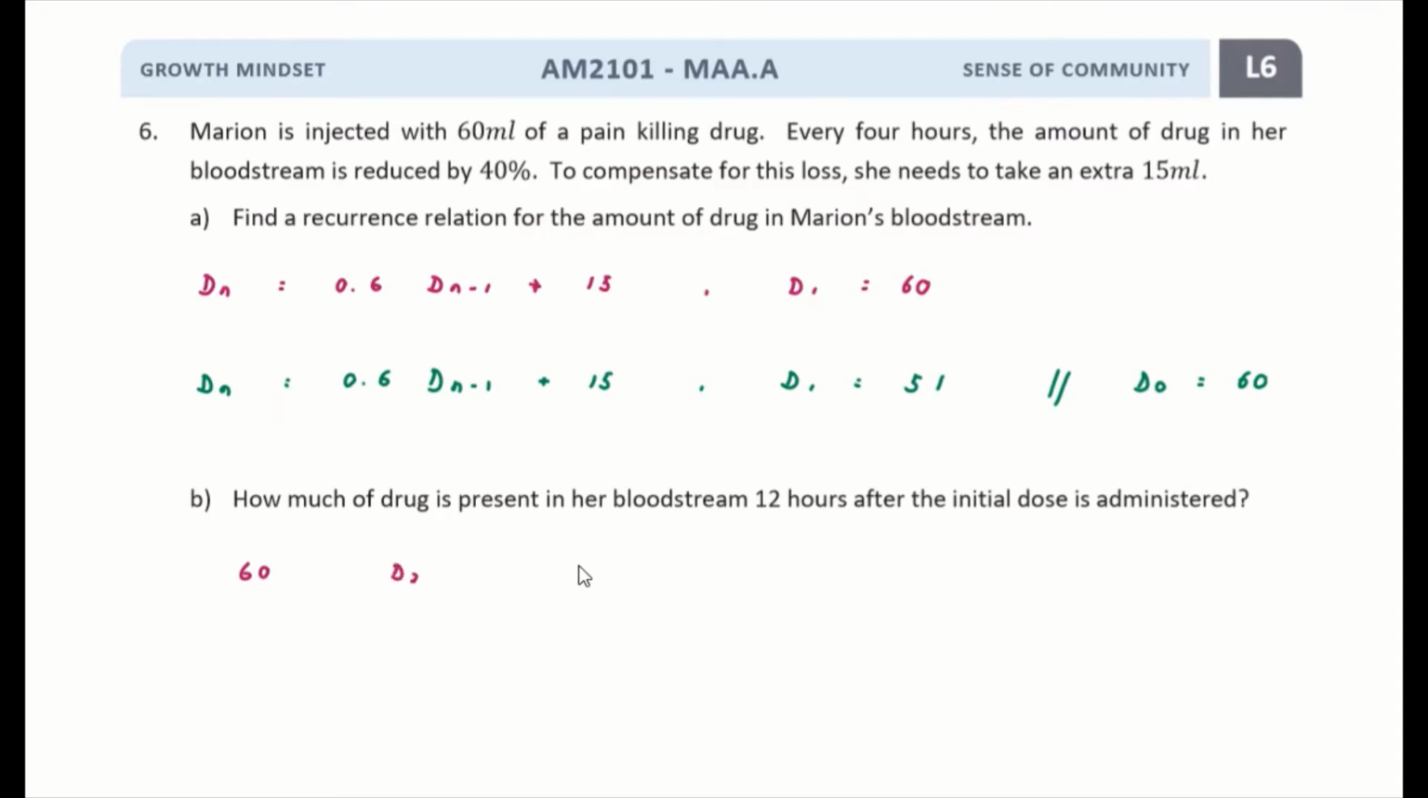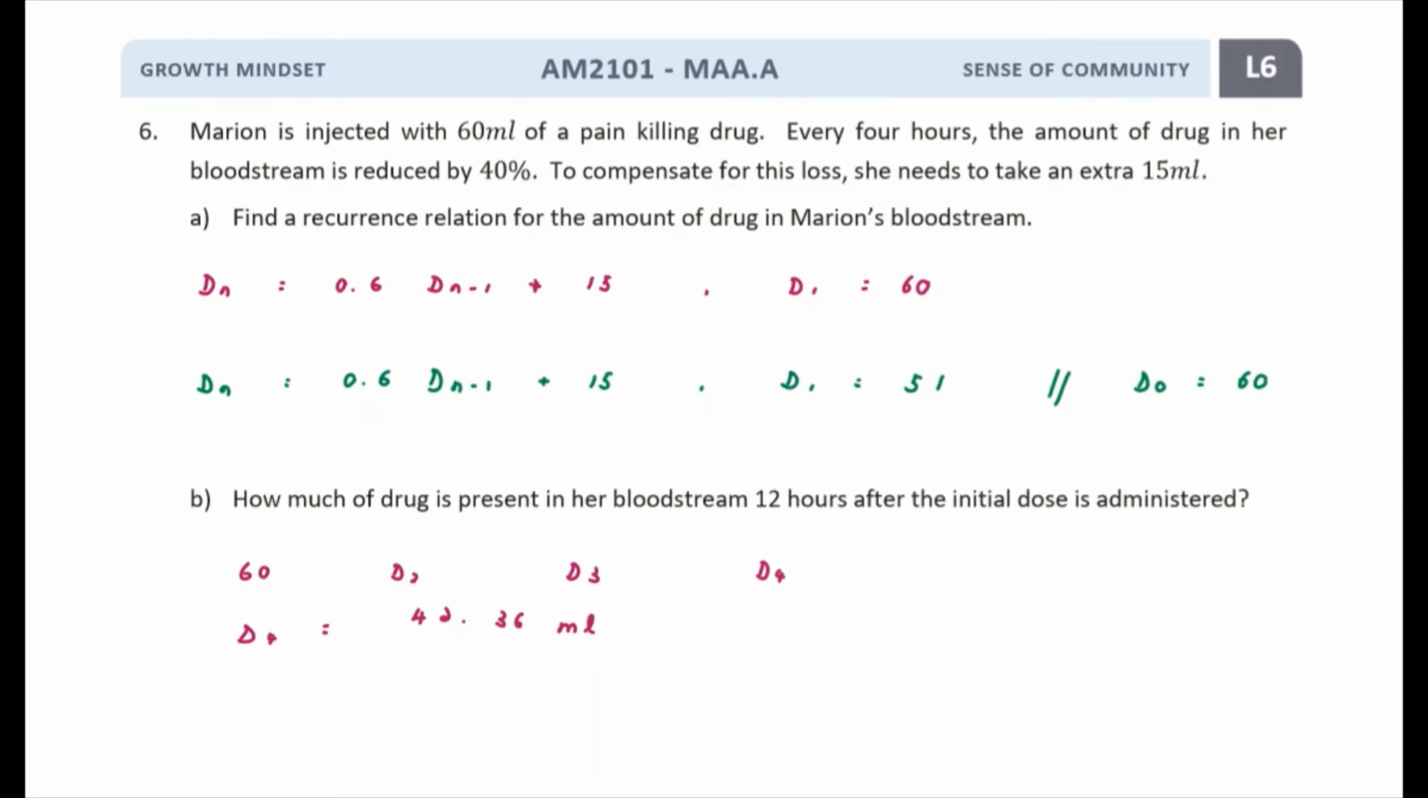After the second 4 hours, you have D3, the third dose. Then after that, you have D4, the fourth injection. So if you are using the purple color recurrence relation, then you should get D4 equal to 42.36. I hope I do not need to show the calculator working here because you should be familiar with generating a sequence already, right?